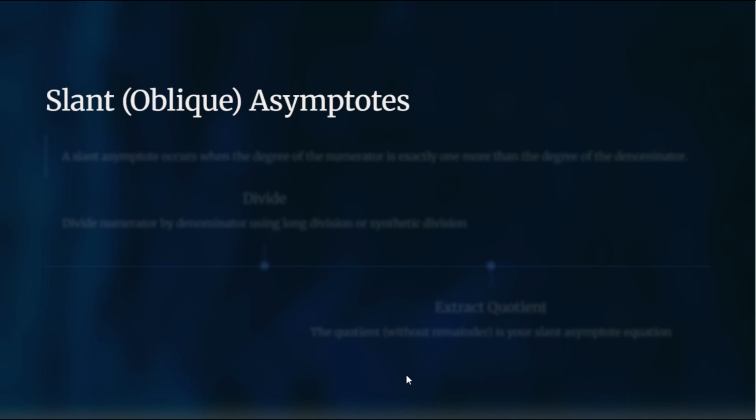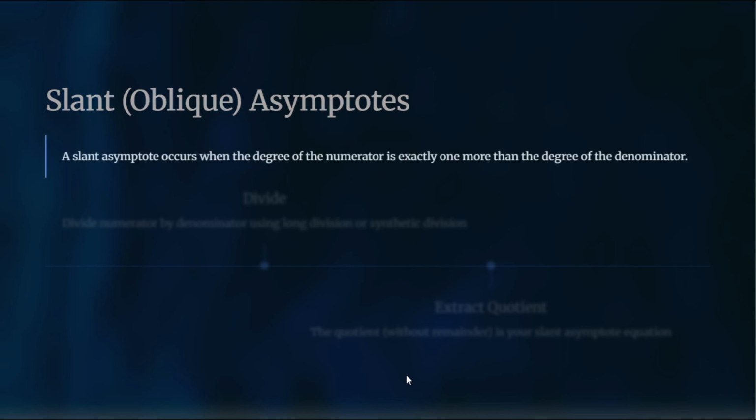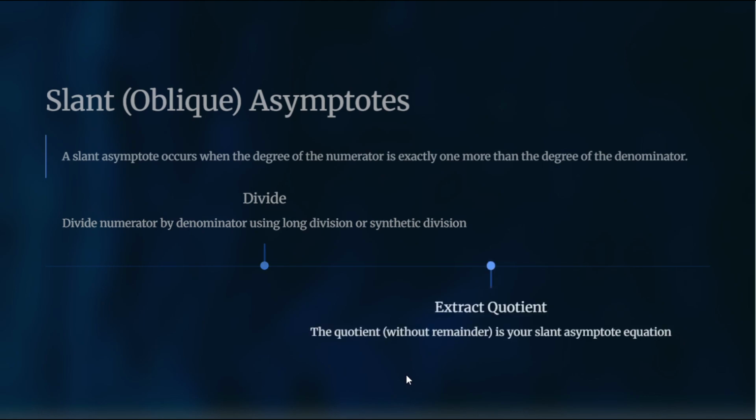Now let's discuss slant or oblique asymptotes. These occur when the degree of the numerator is exactly one more than the degree of the denominator. In order to find the equation of a slant asymptote, we'll need to divide the numerator by the denominator using long division or synthetic division and extract the quotient. That is, the quotient without the remainder is the slant asymptote equation.